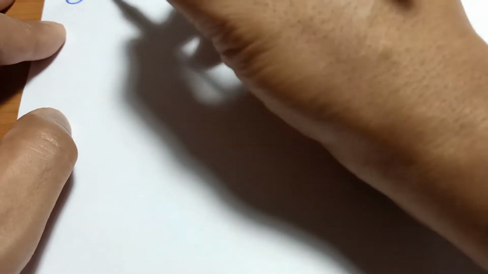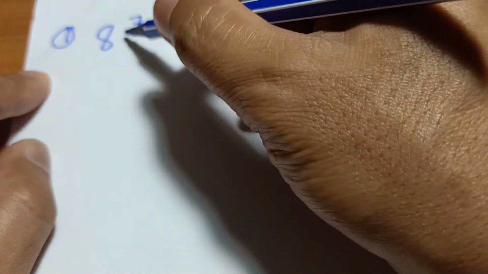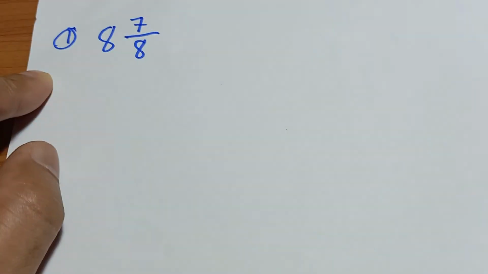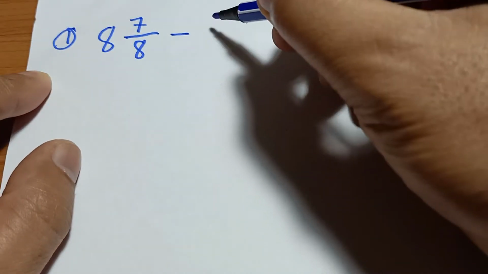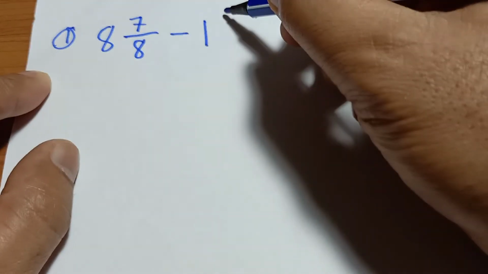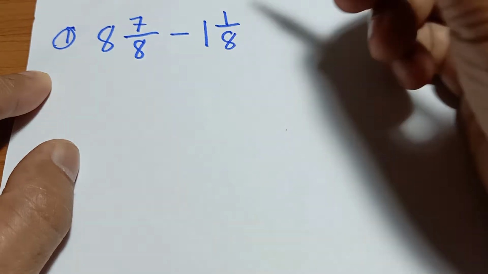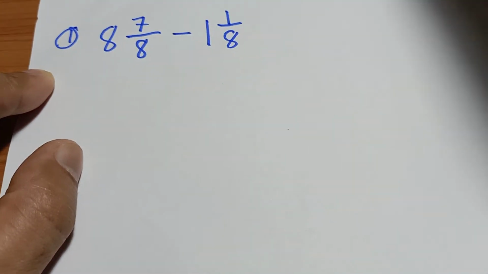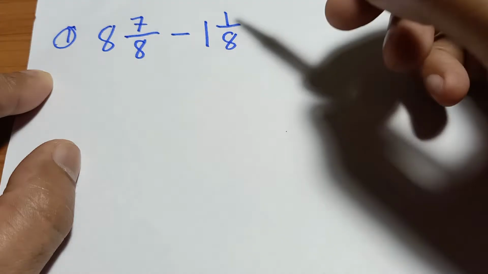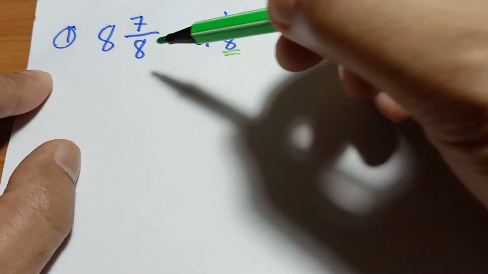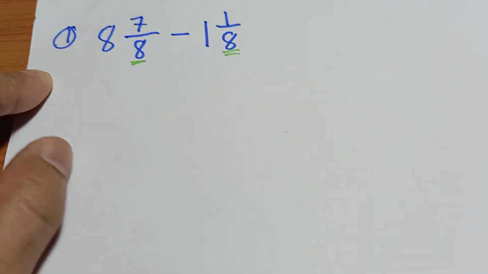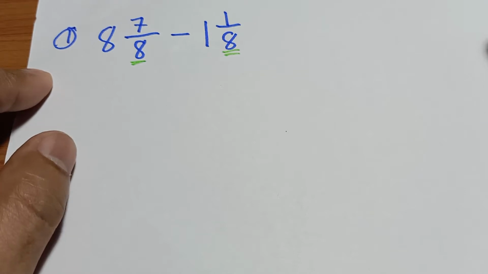For our first example, subtracting mixed numbers with the same denominator. For example, if you have 8 and 7 over 8, minus 1 and 1 over 8. As you can see, the denominator here is the same. That is a mixed number with the same denominator.